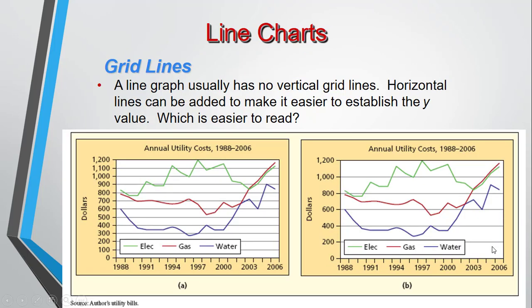You can also use grid lines. That's for a line graph. Normally a line graph has no vertical grid lines, but horizontal lines can be added to make it easier to establish the y value. Between these two, which one is easier to read? It's up to you, but I would go with the one on the right. This is better to read, but this one has too many lines, too busy. This is clear enough, yet easy on your eyes.